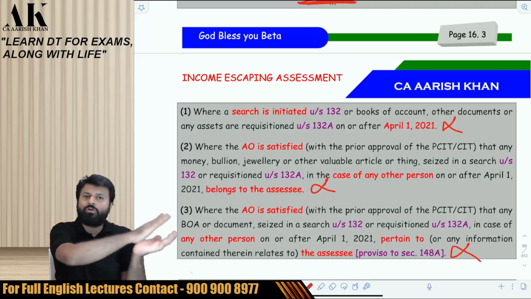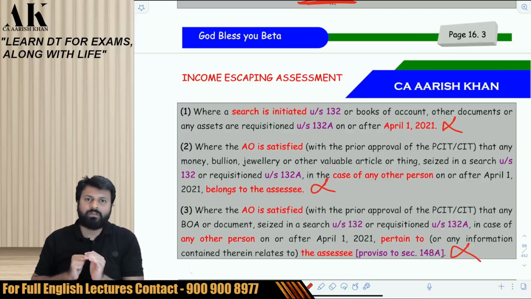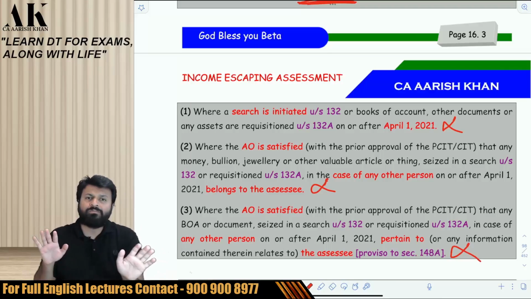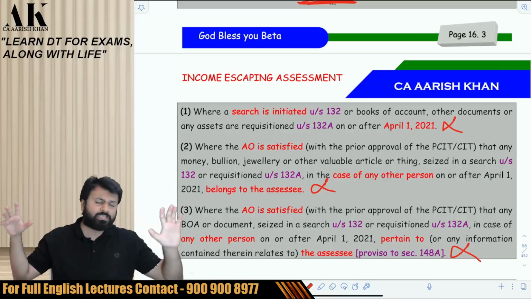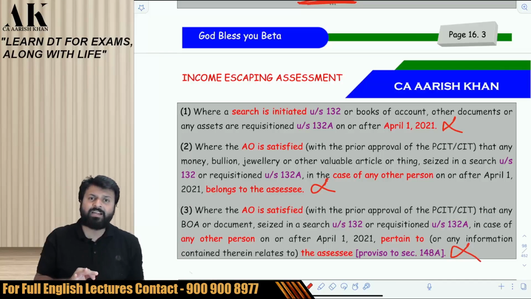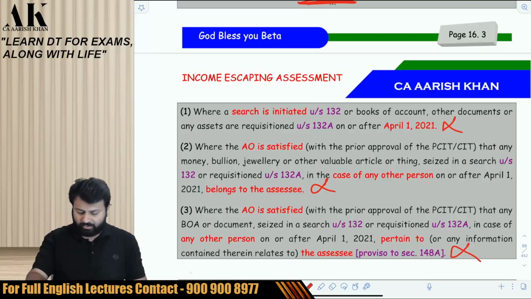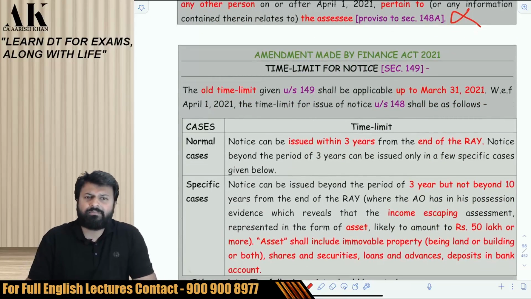Once this is done, he will go to the previous page and he will serve you notice under 148, requiring you to file an ITR. Now, in 4 cases, there is no need to satisfy himself about the information that income chargeable to tax has escaped assessment. 3 is search and 1 is survey. I hope it is clear to all of you. Now, after this, let us go ahead and find out what is the time limit by which the AO will issue notice.